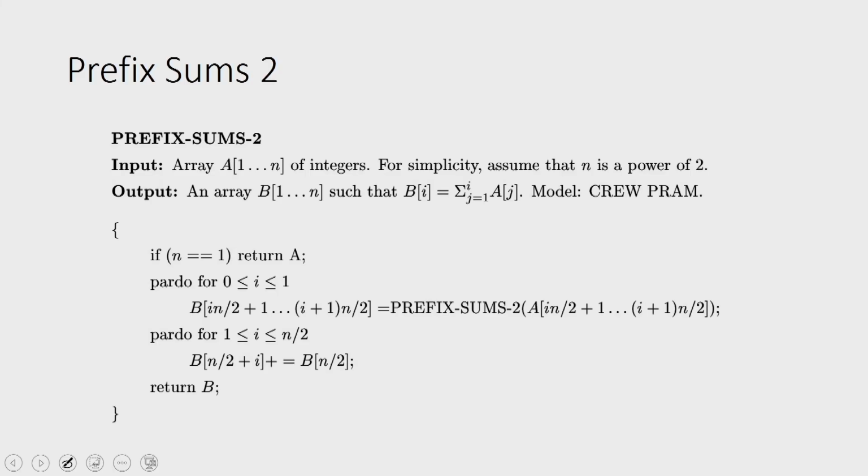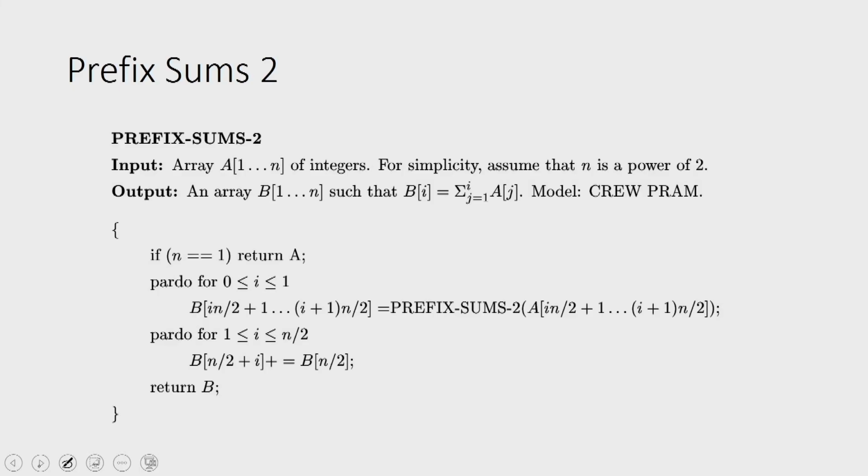When i equals 0, we are invoking prefix sums 2 recursively on a[1] to a[n/2]. When i equals 1, we are invoking the algorithm recursively on values a[n/2 + 1] to a[n]. So, the two halves are solved independently and in parallel. The corresponding results are stored in the B array. And then for every element on the right side, there are n by 2 elements on the right side. So, for i varying from 1 to n by 2, we do this in parallel. The content of B[n/2 + i] will be enhanced by the content of B[n/2]. B[n/2] is the rightmost element on the left side. This is added to every single element on the right side, and then the array B is returned. So, this is the recursive specification of prefix sums 2.